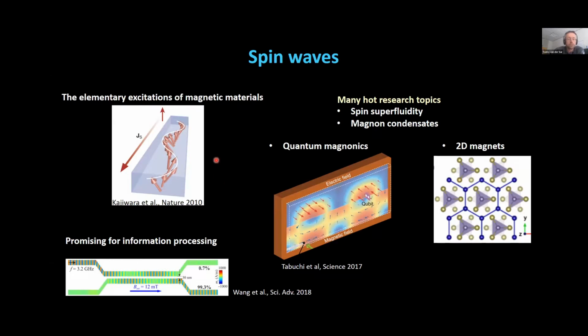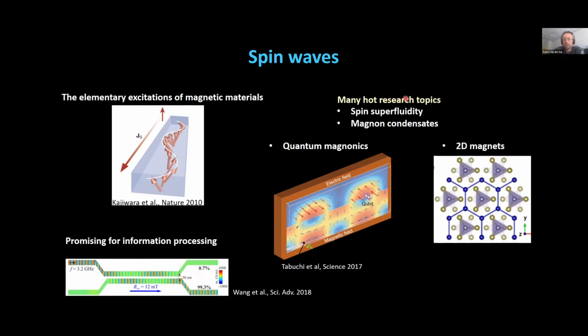Just a small introduction. So spin waves are these collective excitations in magnetic materials. People are trying to use spin waves for information processing purposes, to make logic circuits using spin waves. And here you can see, for instance, a directional coupler built from magnetic materials.